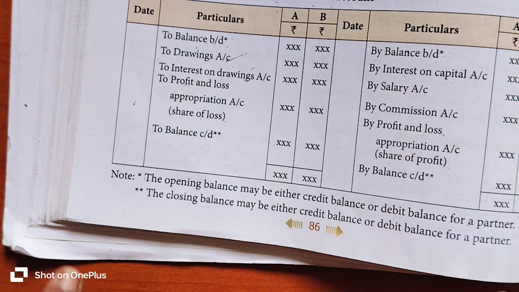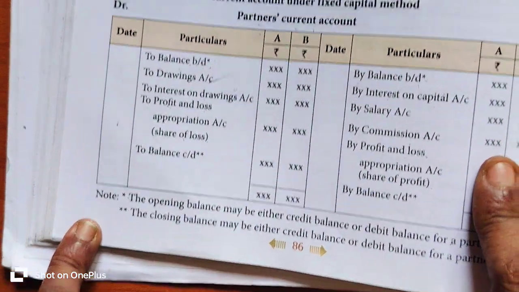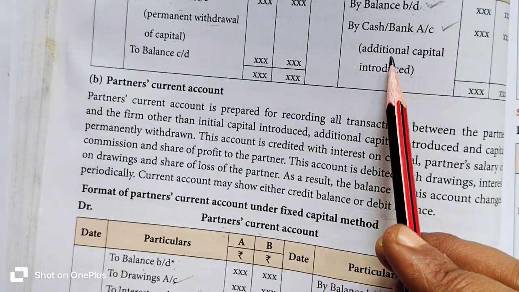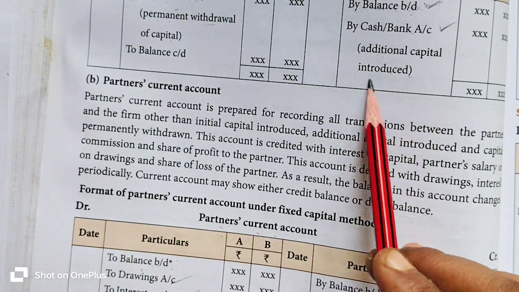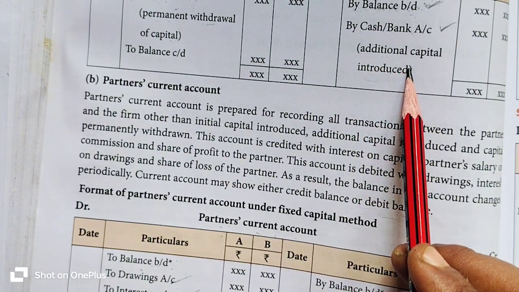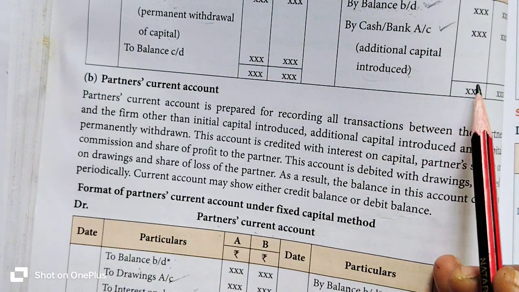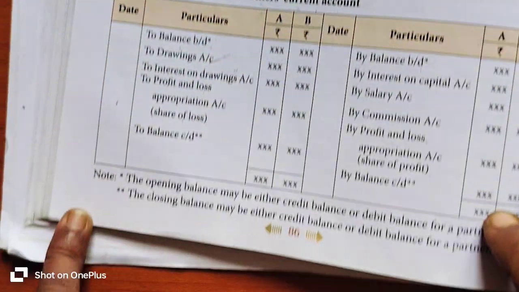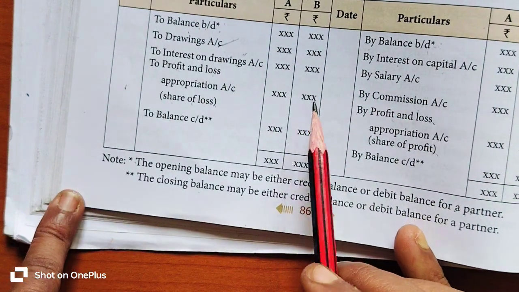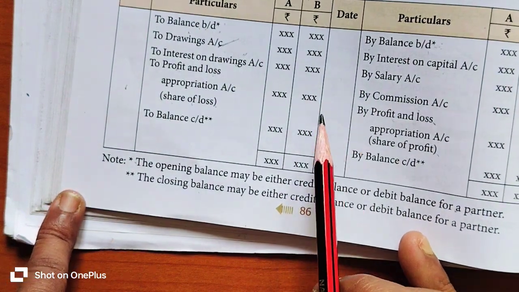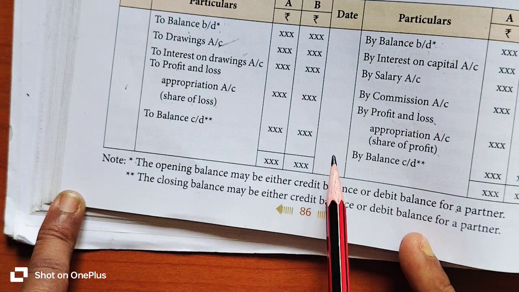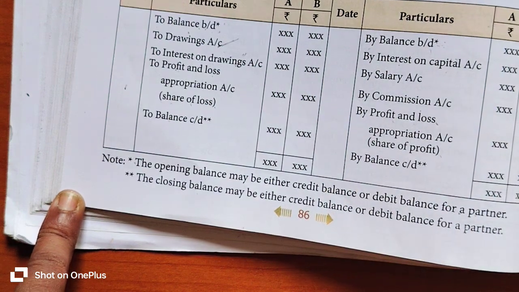Do you understand? The partners' capital account balance always appears as a credit balance. But in the partners' current account, the balance may be either a credit balance or a debit balance. Okay, let's go for Illustration 2.